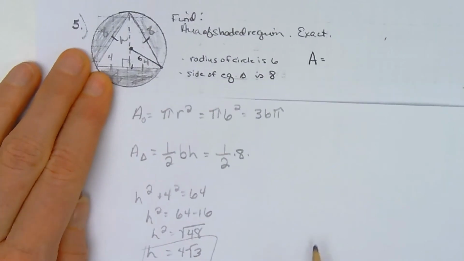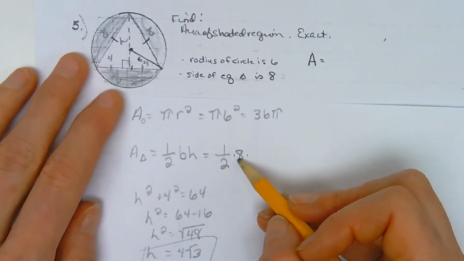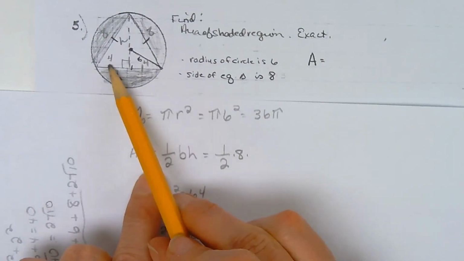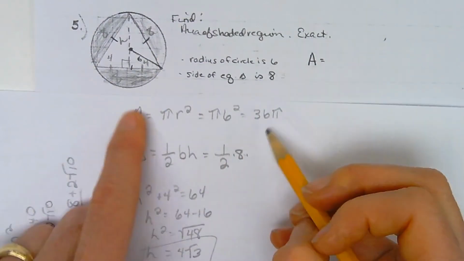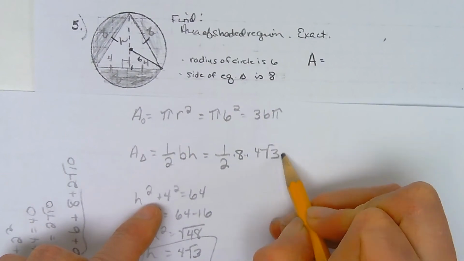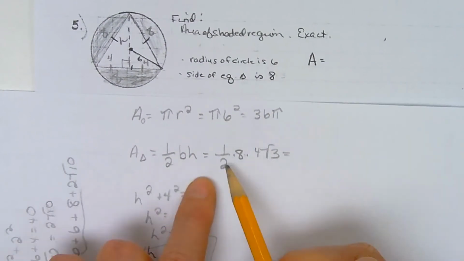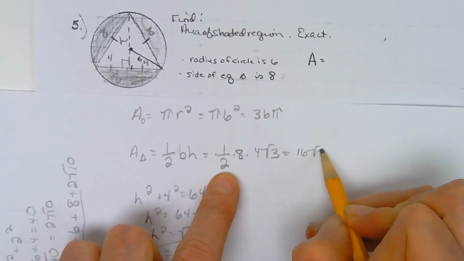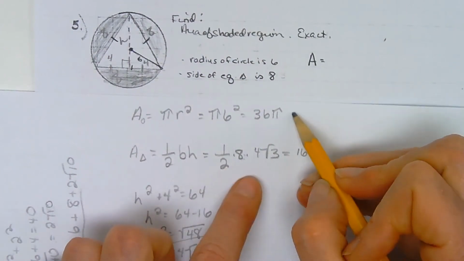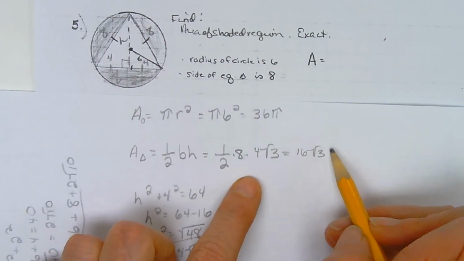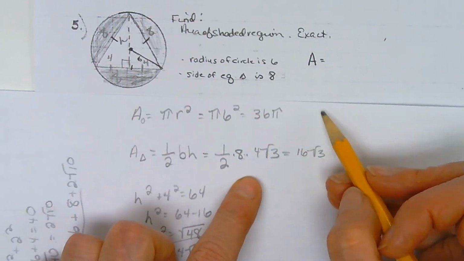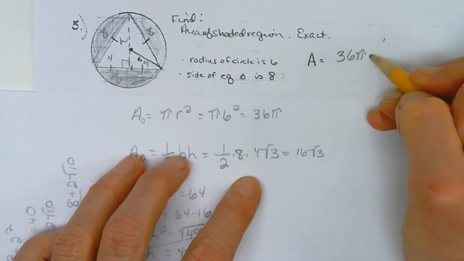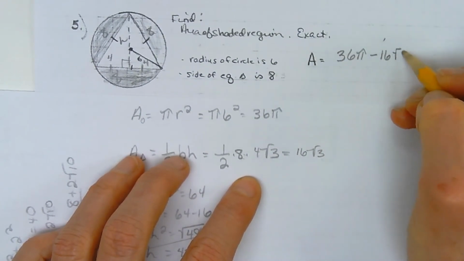So I'm going to put that into the formula for triangle. The area of the triangle is 1/2 the base, which is 8, times the height, which is 4 rad 3. 1/2 of 8 is 4. 4 times 4 is 16, so that's 16 rad 3. So I'm going to take the area of the circle and subtract this area of the triangle. So the final area is 36 pi minus 16 rad 3.